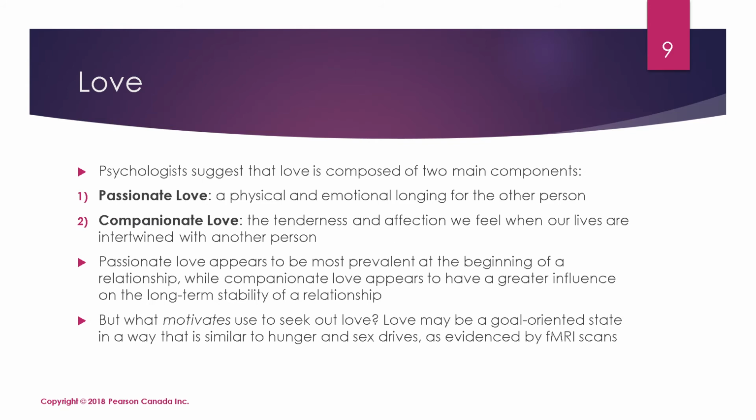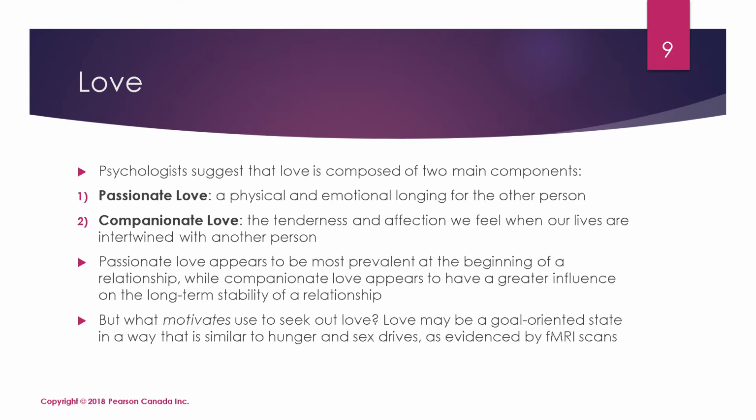Psychologists suggest that love is composed of two main components. We have passionate love, which is a physical and emotional longing for the other person. And then we have companionate love, which is the tenderness and affection we feel when our lives are intertwined with another person's. Passionate love appears to be most prevalent at the beginning of a relationship. If you've ever begun a new relationship with a new partner and felt butterflies and just wanted to be around them constantly, that would be an indication of that passionate love being present.